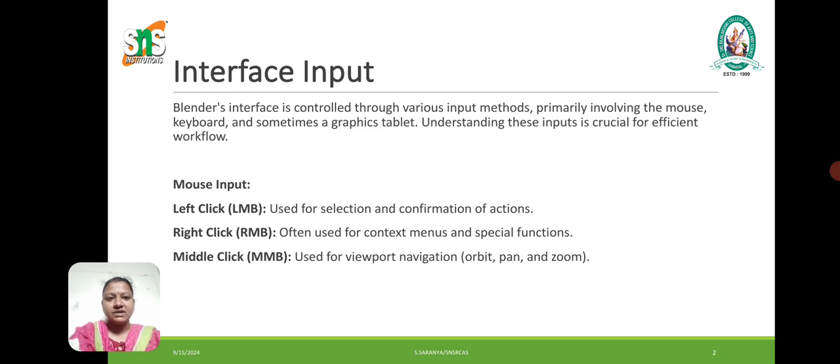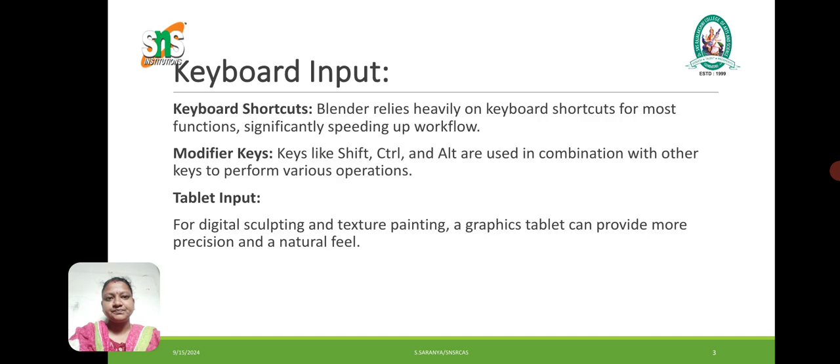The first one is mouse input. We have the left mouse button, right mouse button, and middle button. What is the purpose of these three buttons in Blender? The first one is the left mouse button, used for selection and confirmation of action. The second one is the right mouse button, often used for context menu and special functions. The third one is the middle mouse button, used for viewport navigation, that is orbit, pan and zoom.